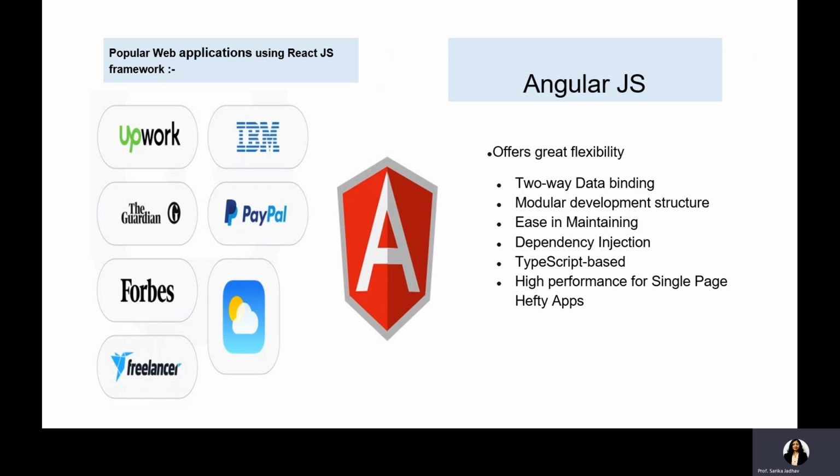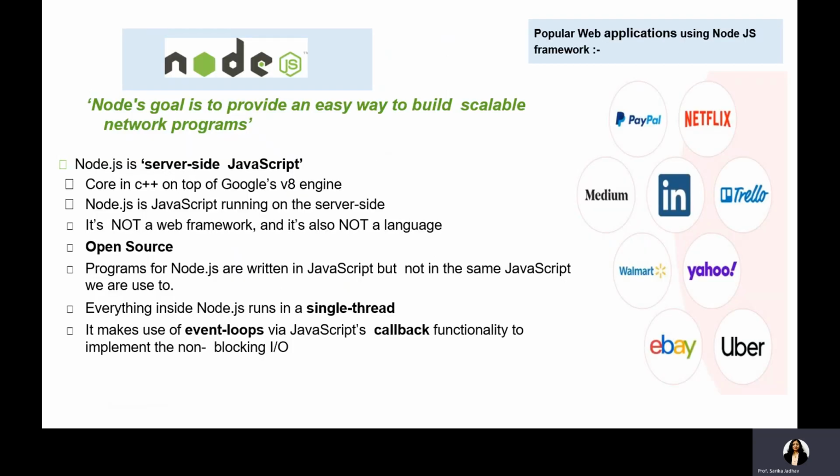So here are some popular web applications which have been developed with AngularJS: Upwork, The Guardian, Forbes, Freelancer, PayPal, then IBM. All these are examples of AngularJS.